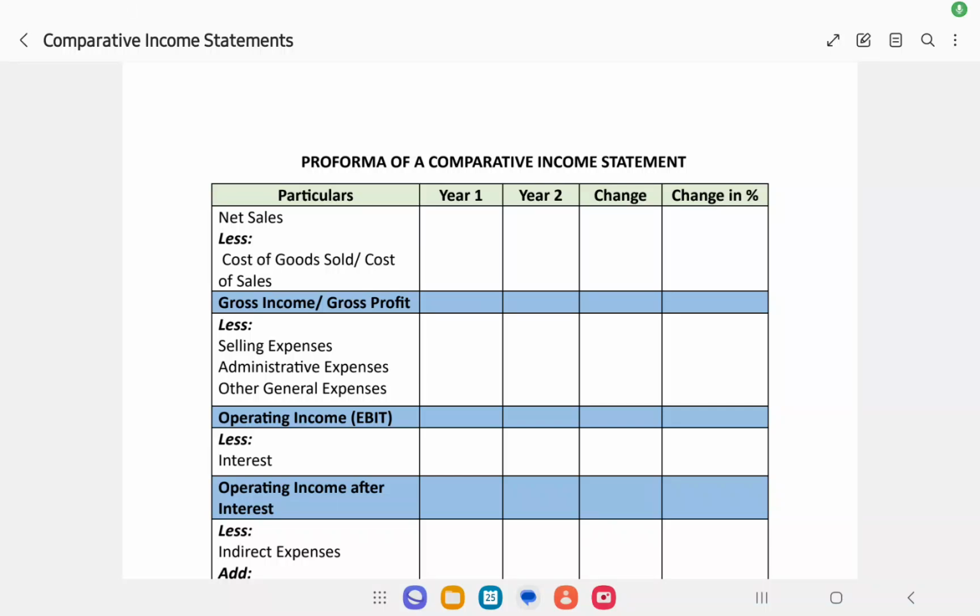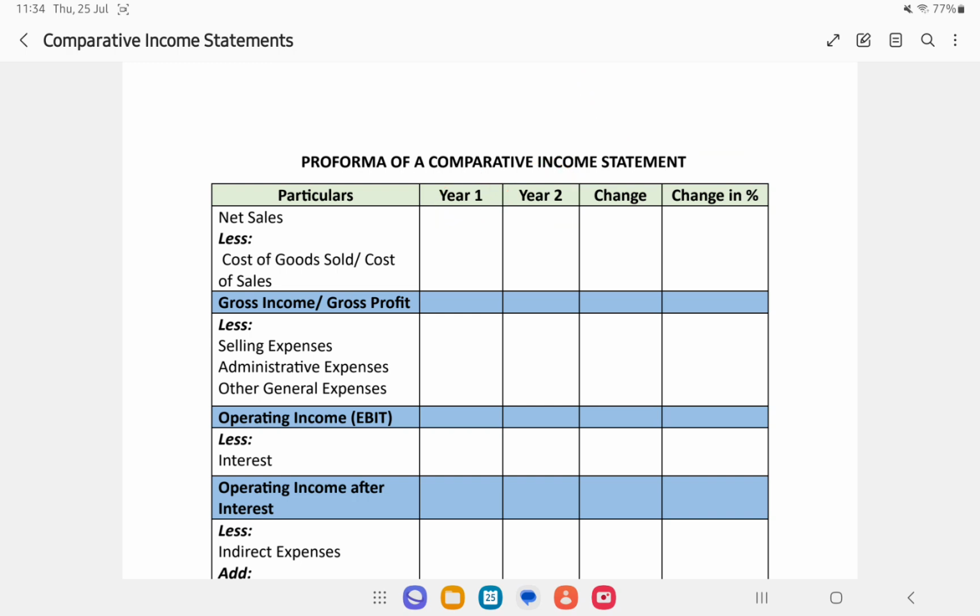Now let us see how to prepare a comparative income statement. Before beginning, let us see what is a comparative income statement. A comparative income statement is a comparison made between income statements of the same company or the same business in two different years, or we can make a comparison of two different companies also. Whatever it may be, we are just comparing income statements.